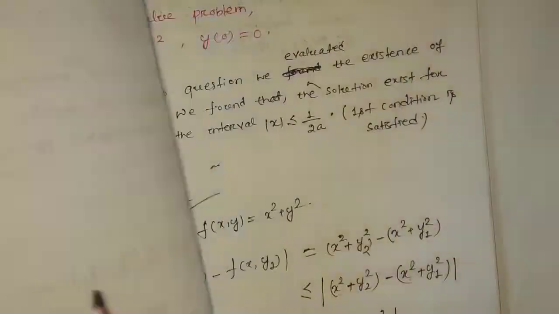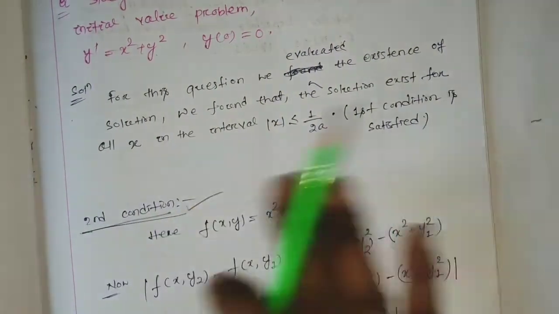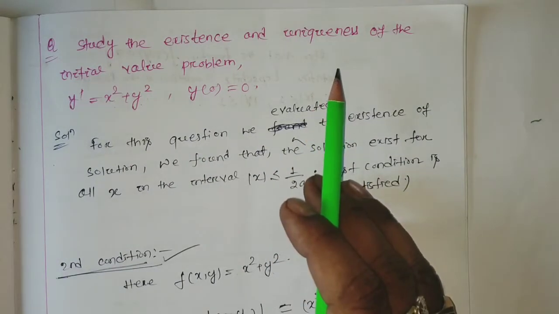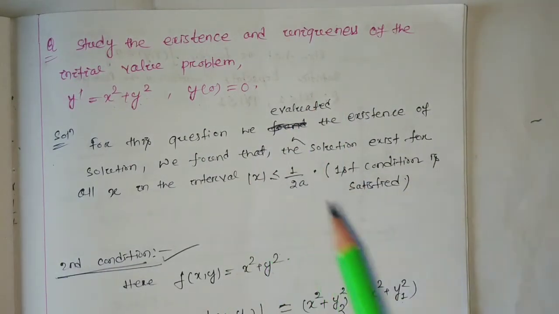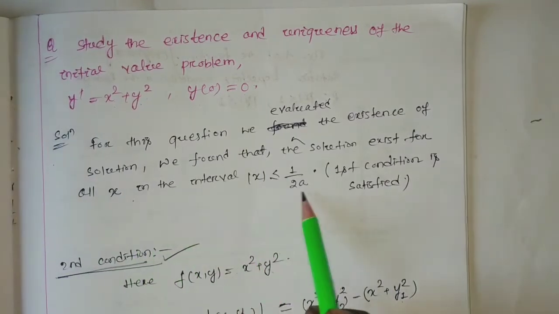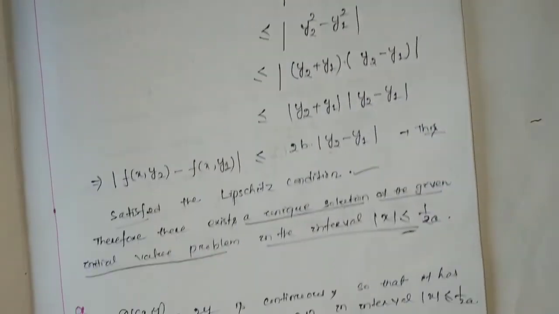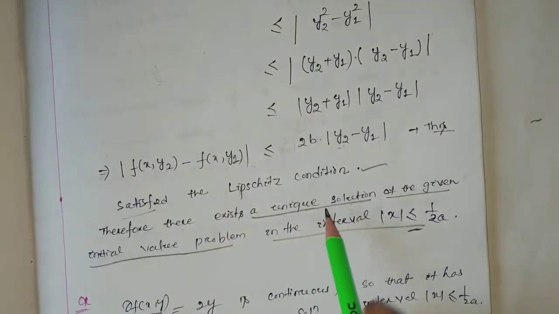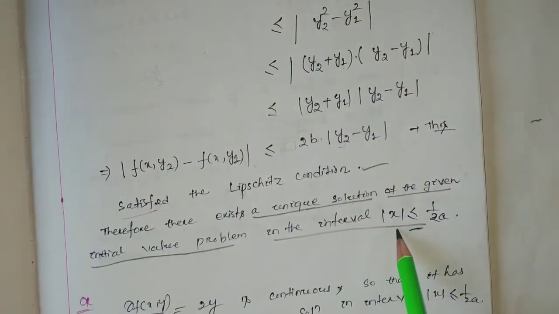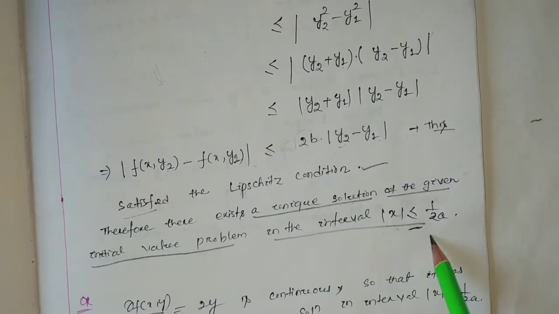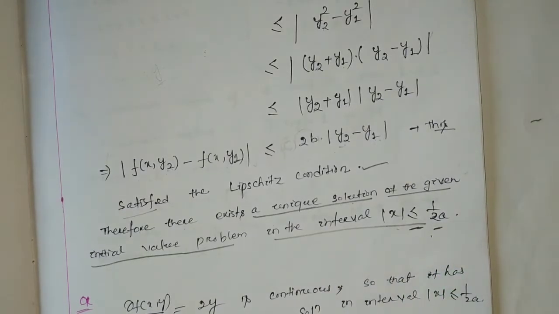So by the first condition we confirmed that this initial value problem has some solution. That means at least one solution exists for all values of x in the interval |x| less than or equal to a. And by considering the second condition, that is your Lipschitz condition, we confirmed that this initial value problem has a unique, single solution in the interval |x| less than or equal to 1 by 2a.